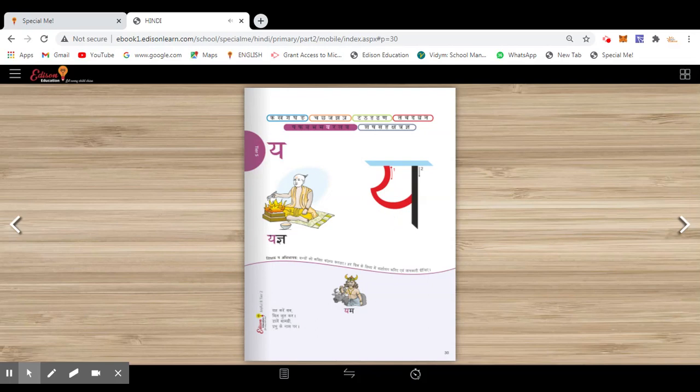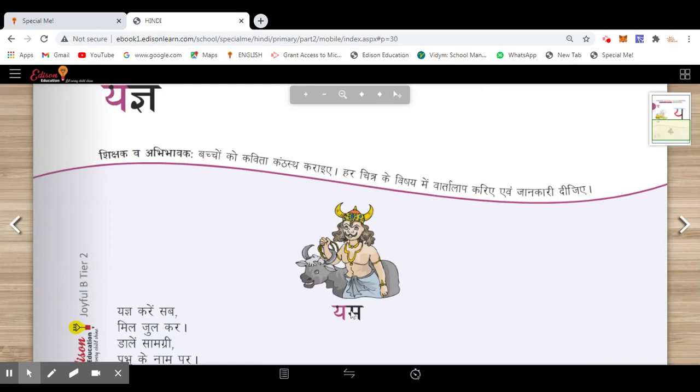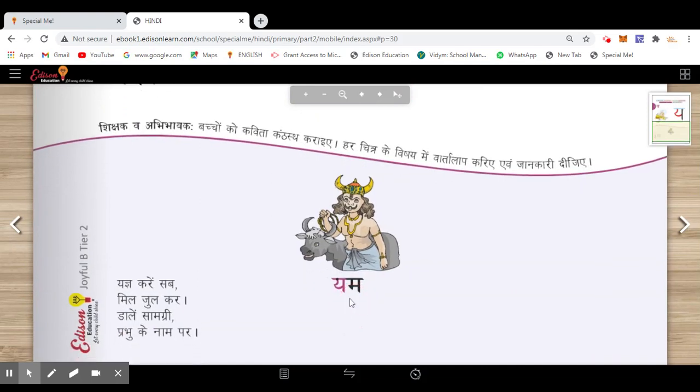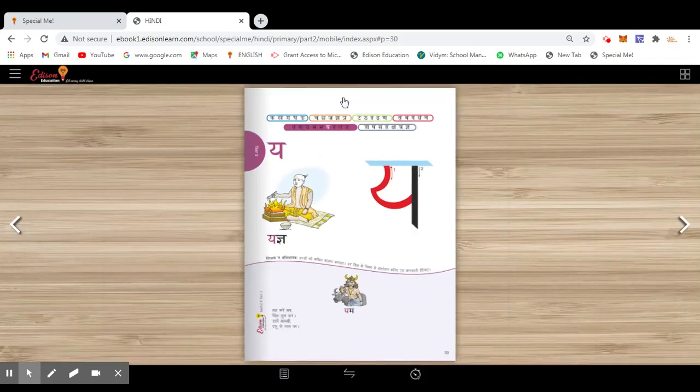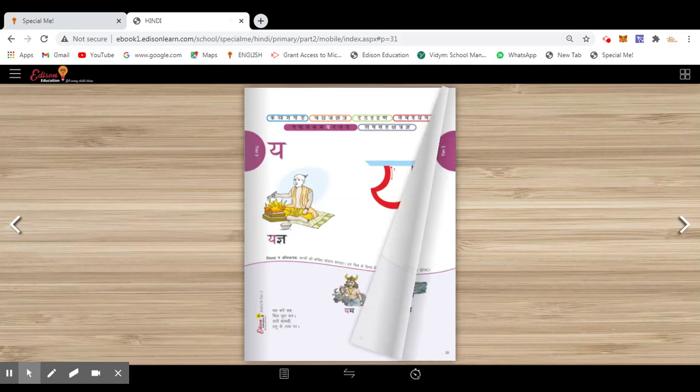कौन सा व्यंजन है ये? व्यंजन य. य से यज्ञ. नेक्स्ट, य से यम. यज्ञ करे सब मिलजुल कर, डाले सामग्री प्रभु के नाम पर. So now students, as your exams are approaching, you have to revise all the vyanjans very carefully, and you should have the knowledge of all the vocabulary words as well.